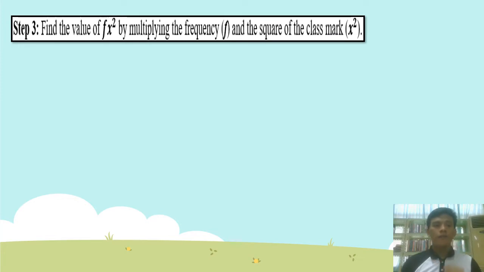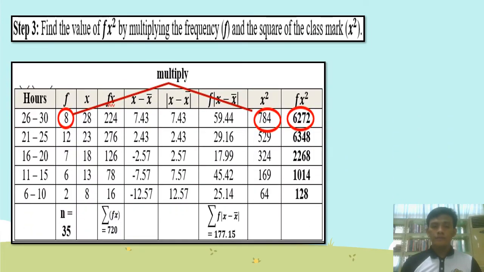Step 3. Find the value of fx squared by multiplying the frequency and the square of the class mark. So you will multiply the frequency and the square of the class mark, which is x squared. 8 times 784, that will be 6,272. 12 times 529, that will be 6,384. 7 times 324, that will be 2,268. 6 times 169, that will be 1,014. 2 times 64, that will be 128.